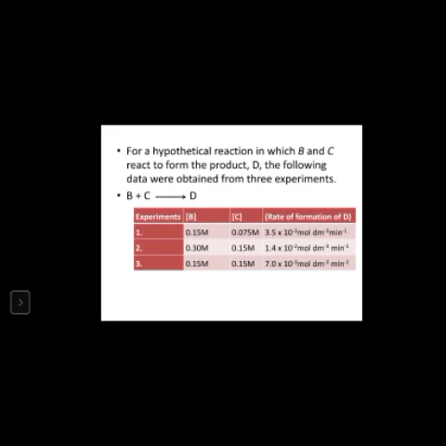In B, you take experiment 2 and experiment 3. Why are you taking 2 and 3? Look, I have kept C constant. C is 0.15 in experiment 3, and also 0.15 in experiment 2. But look at 2 and 3: going from 0.15 to 0.3, I have doubled B. I kept C constant. When I do that, look at the rate, on your right-hand side, the rate of formation of D. What happened? When I double B from 3 to 2, I double also the rate.